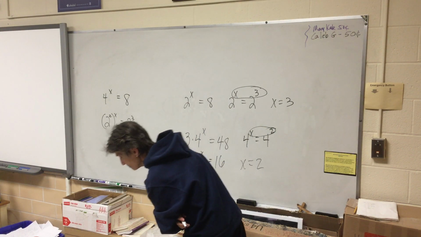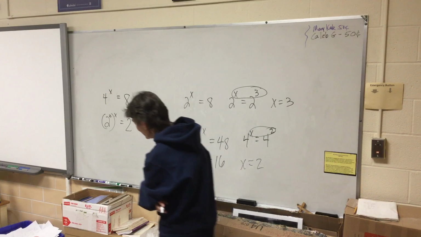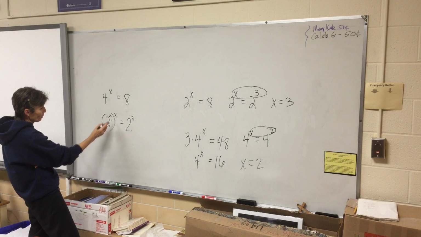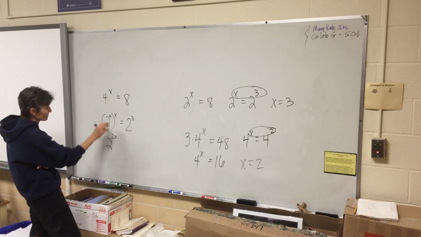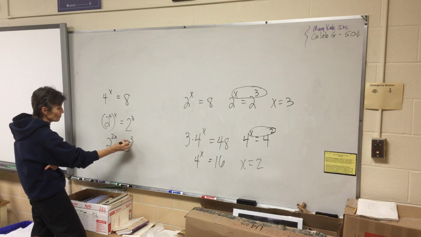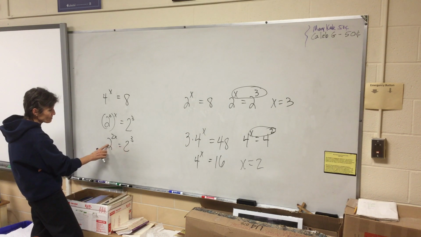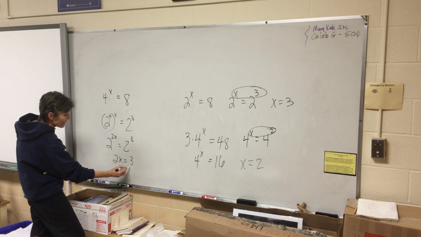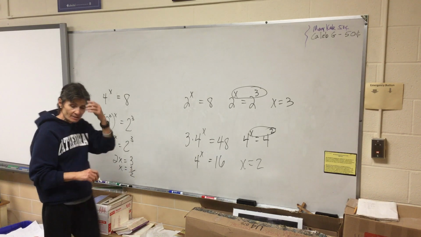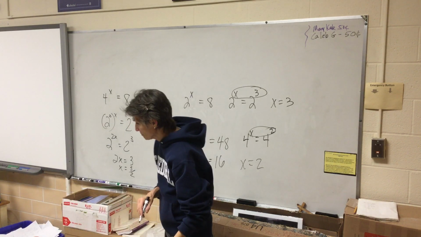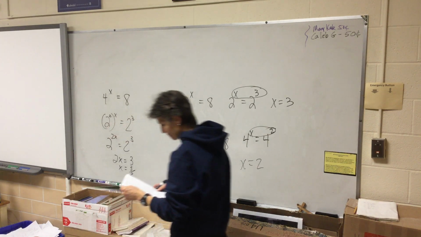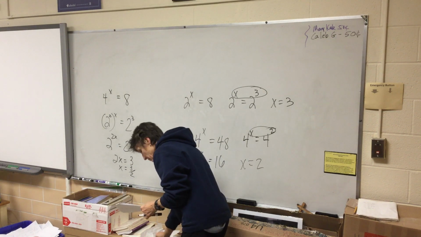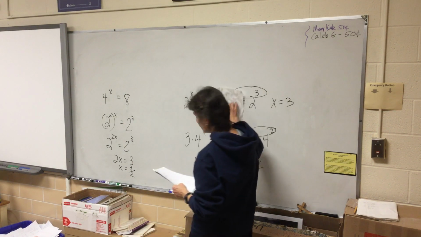Ollie, you still with us? Okay. Now, remember when you raise a power to a power, you multiply. So this is 2 to the 2x equals 2 cubed. Once these two numbers match, you can set the exponents equal. So the answer to that problem is 3/2. Anybody have a question so far?